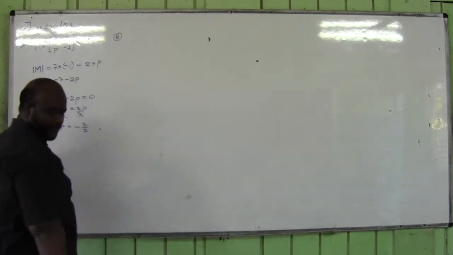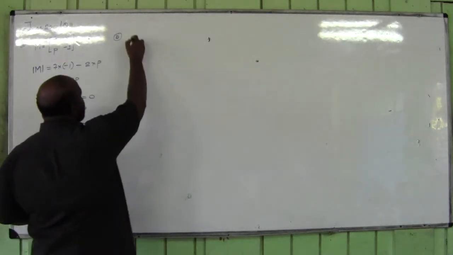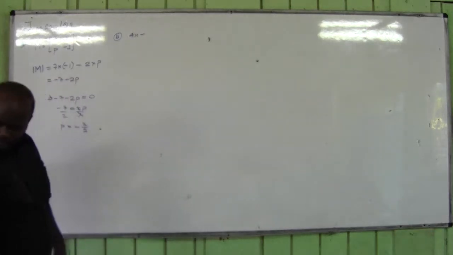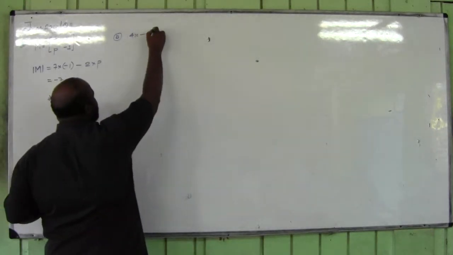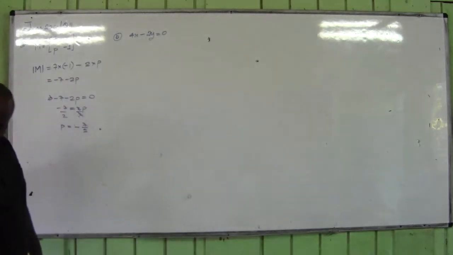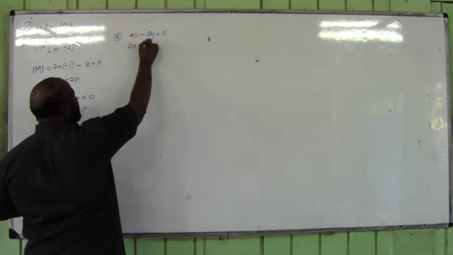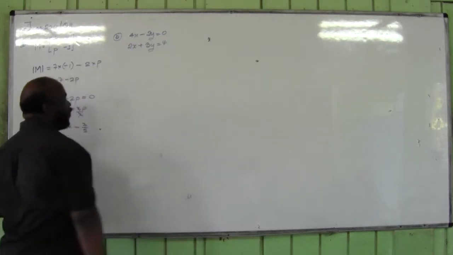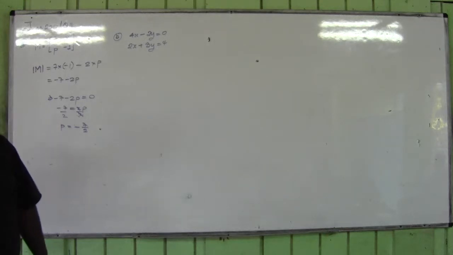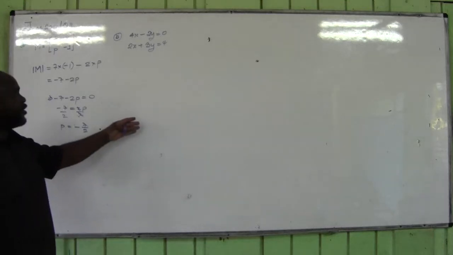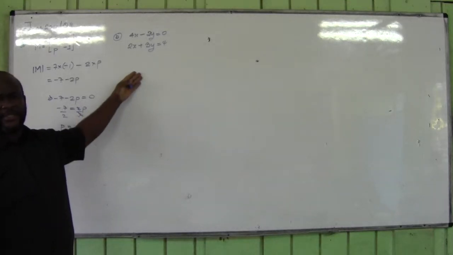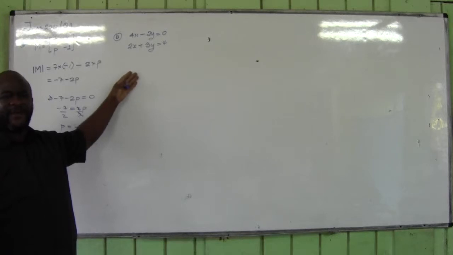B says 4x minus 2y is equal to 0. We're also told that 2x plus 3y is equal to 4. We're to express the equations in the form AX equals B, where A, X and B are matrices. In other words, we need to write our simultaneous equations as a matrix equation.